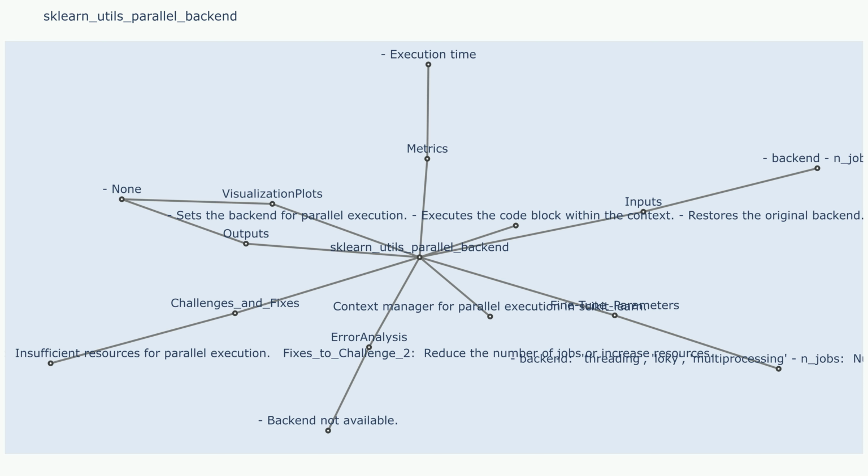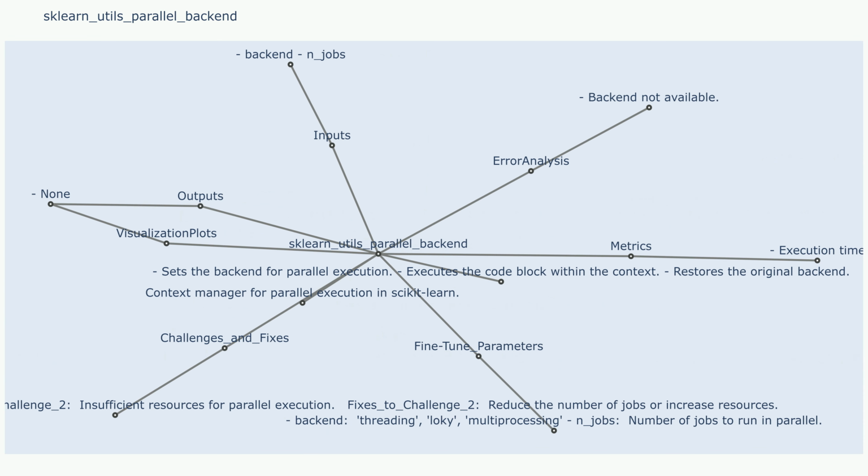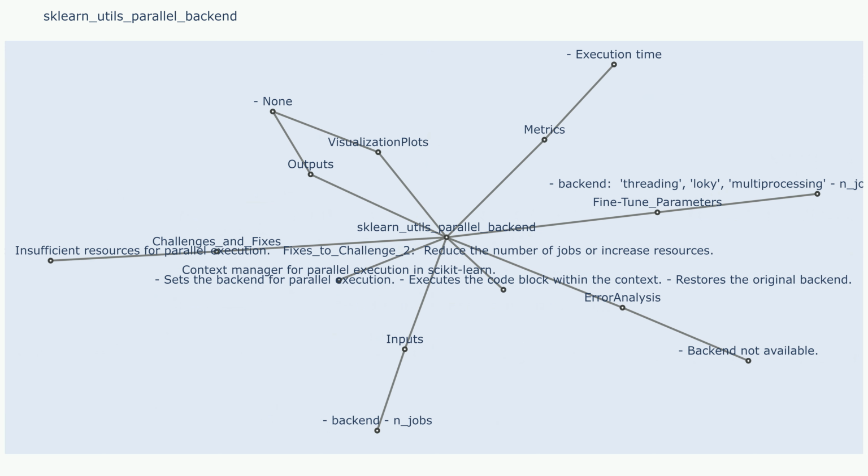sklearn.utils.parallel_backend. Description: the parallel backend function in scikit-learn is a powerful tool for enabling parallel processing within estimators and other functions. It allows you to specify the backend for parallel computations, such as threading, multiprocessing, or a custom backend. This can significantly speed up operations by utilizing multiple CPU cores or even multiple machines.